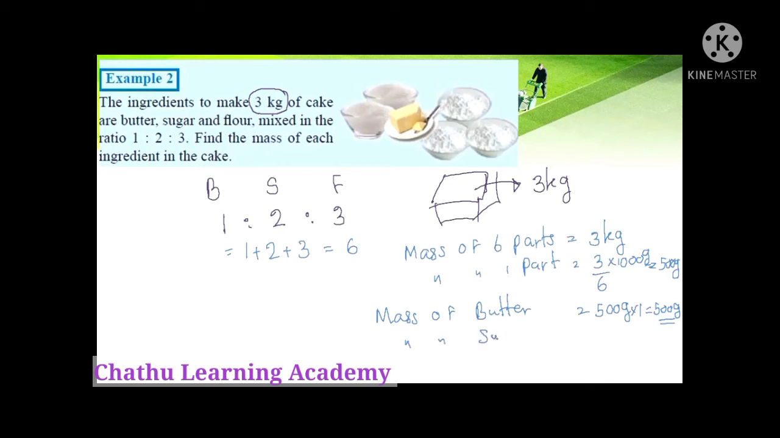Mass of sugar. We want to multiply 500 gram by 2. වැඩි කරන්න ඕනේ දෙකෙන්. එතකොට එනවා 1000 gram. 1000 gram කියන්නේ 1 kilogram. And mass of flour, 3 parts. Then 1 part is equal 500 gram. We want to multiply this value by 3. එතකොට ඔයාලට answer එක එනවා 1.5 kilogram.